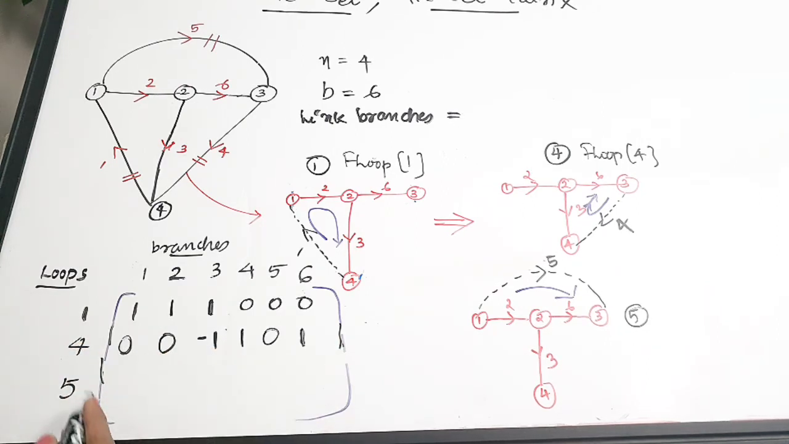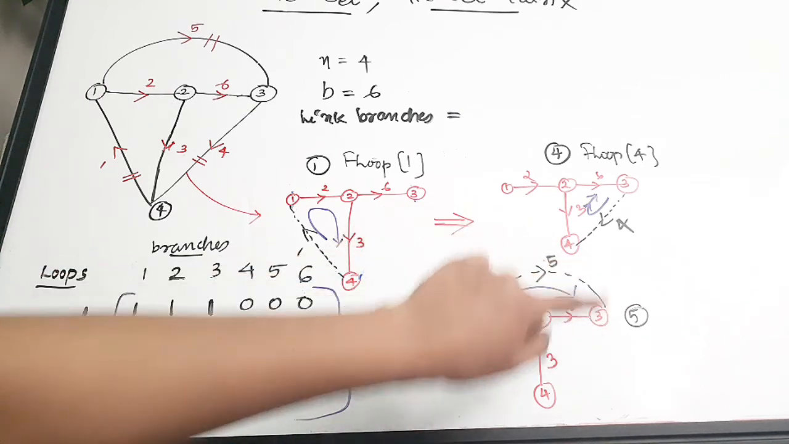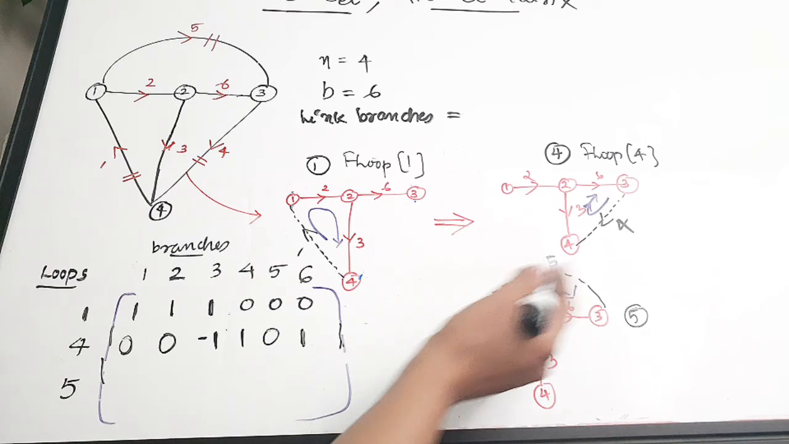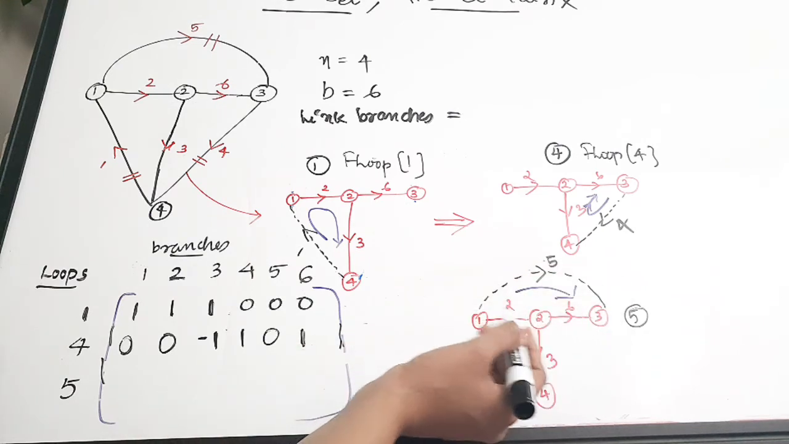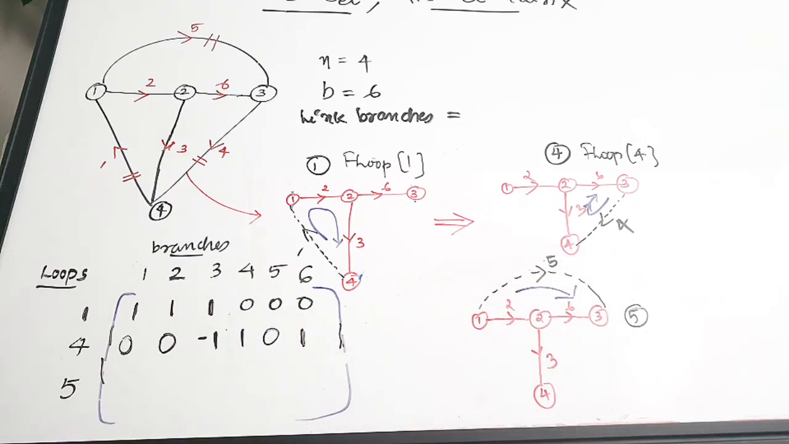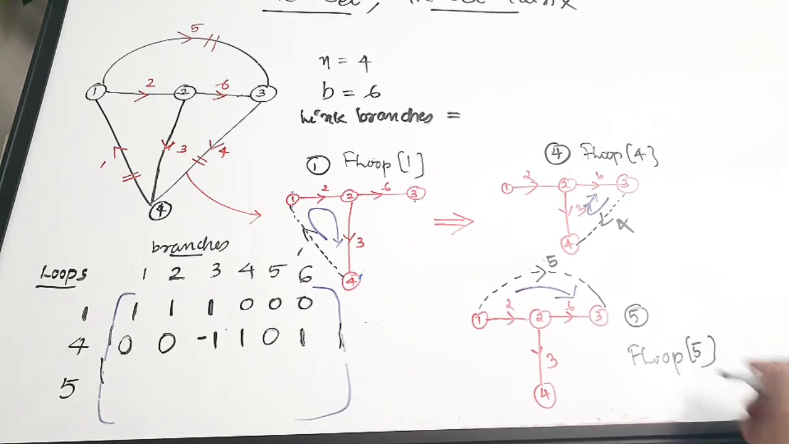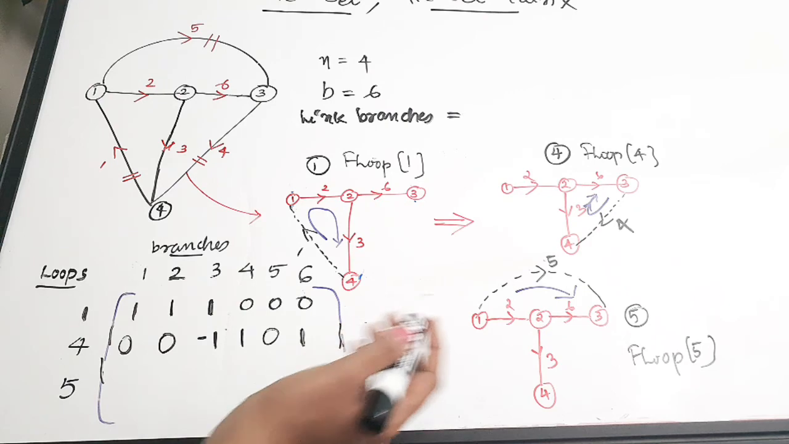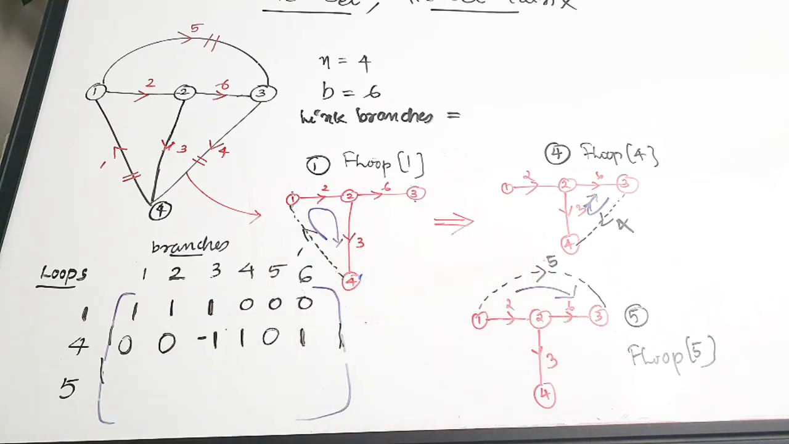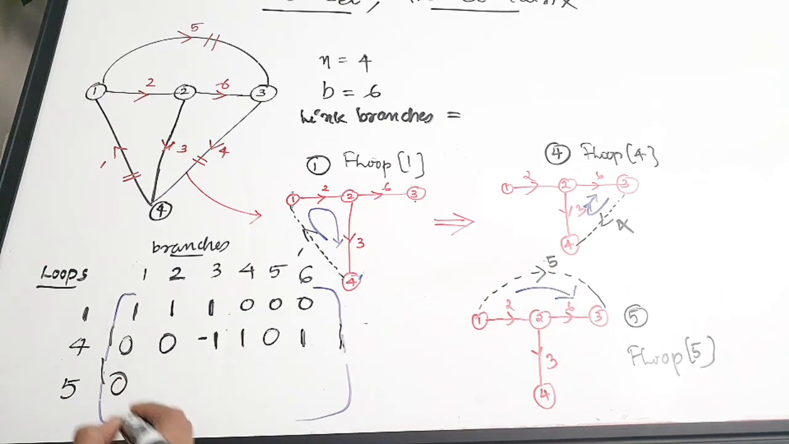Now, moving to your third row. Now you have to look at this loop. Here, which branches are part of F loop 5? So this is your F loop 5. Okay. So for F loop 5, branches 2, 6 and 5 are part of it. So branch 1 is not there.